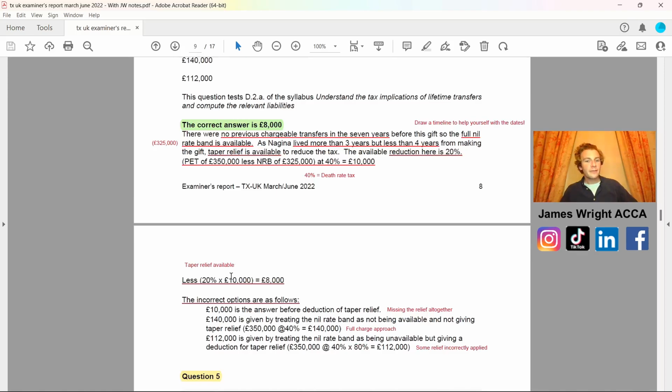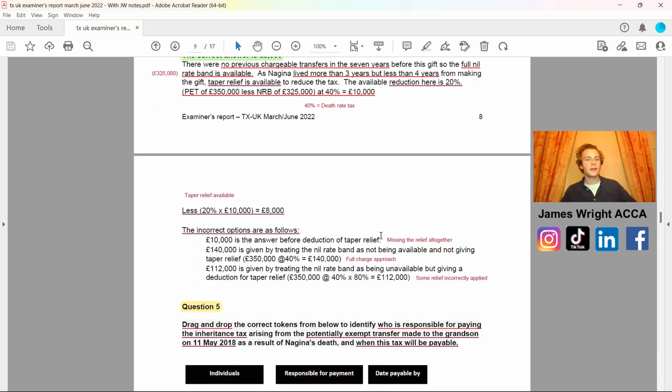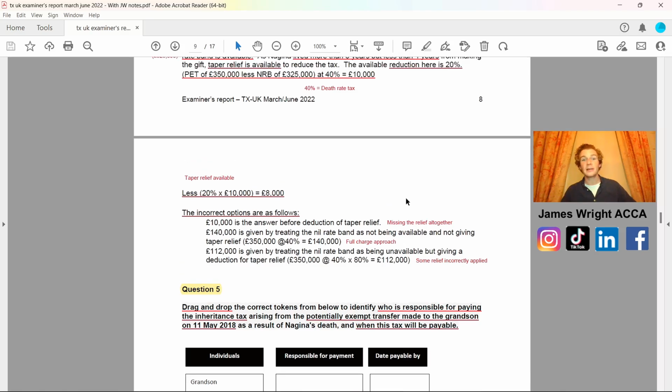The taper relief available, that's where we have the 10,000 that is chargeable multiplied by the 20%, giving it down to 8,000. And again, it shows us some other incorrect options, such as missing the relief altogether for taper relief. So again, a nice little timeline would have helped with that. Applying the full charge approach and some relief incorrectly applied.